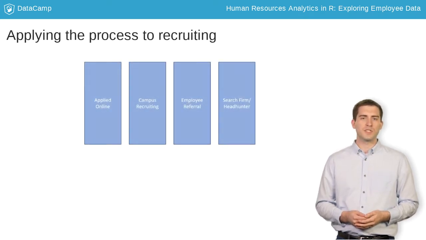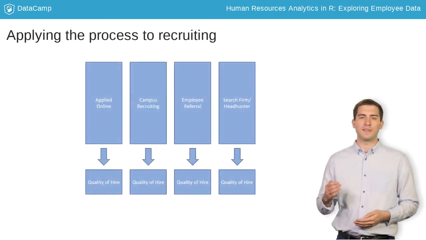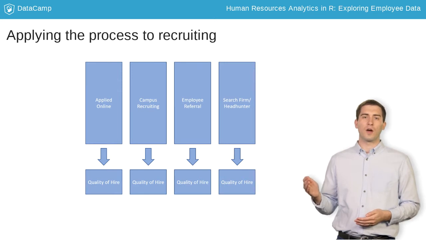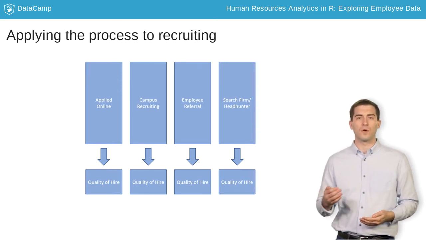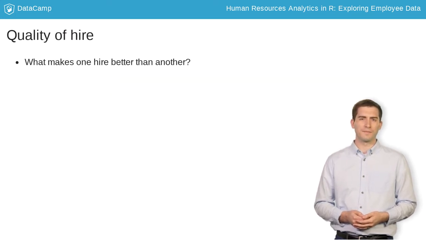Using the first two steps of the general process described in the last video, the groups you'll be comparing are employees who were hired from different recruiting channels, and the statistics you'll calculate are how good the hires were, or the average quality of hire for each group. How do you measure quality of hire?